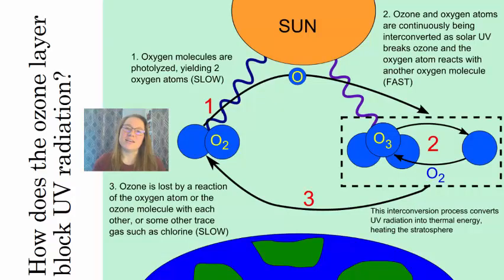So how exactly does the stratospheric ozone do this? Well, it's a series of chemical reactions that are catalyzed by this UV radiation. And I have this diagram here, but I want to focus in on the actual chemical reactions.